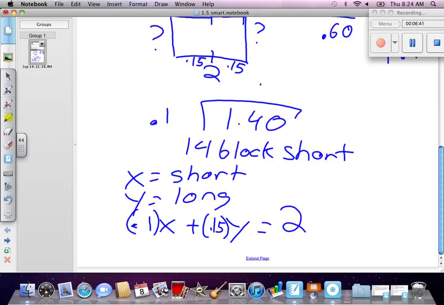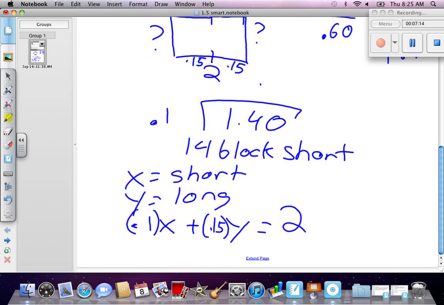The length of the short blocks times how many short blocks you go, plus the long blocks times how many long blocks you go, equals your total 2 miles. Should I say that again because I got miles mixed up with blocks? Okay. The length of your short blocks times the number of short blocks you go, plus the length of your long blocks times the number of long blocks you go, equals 2.